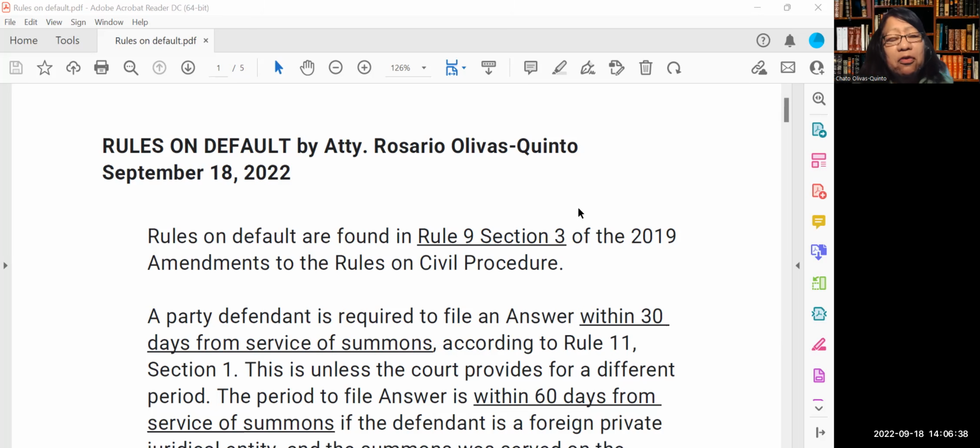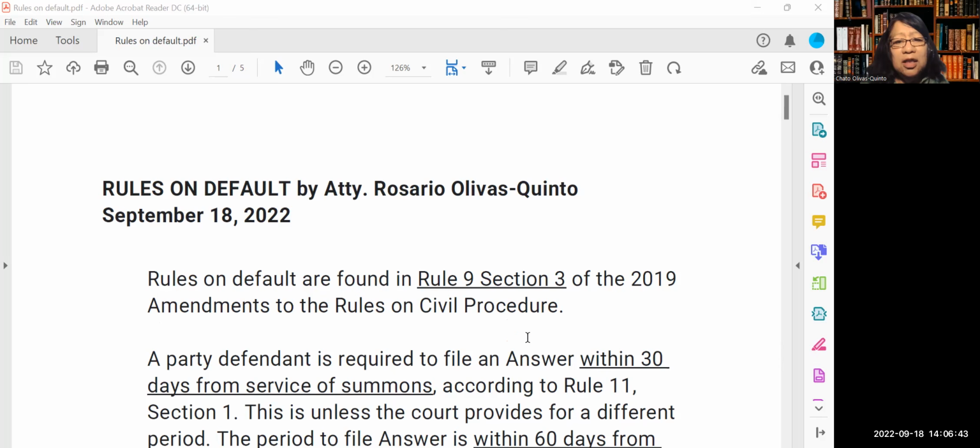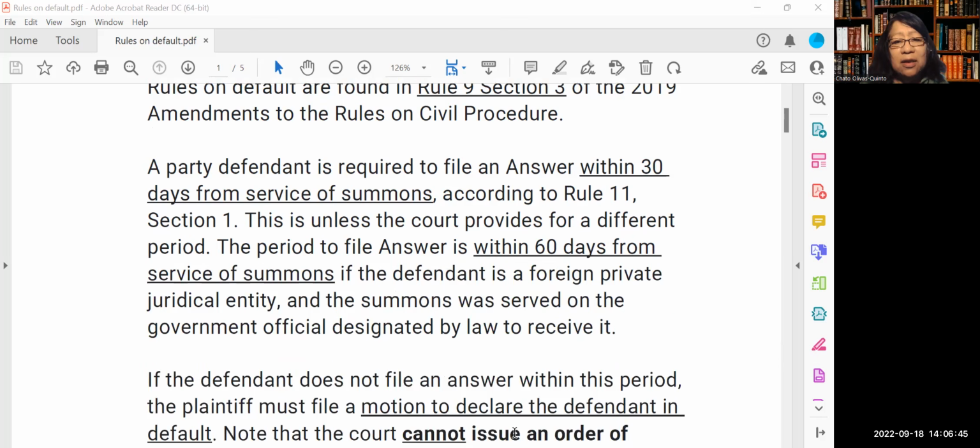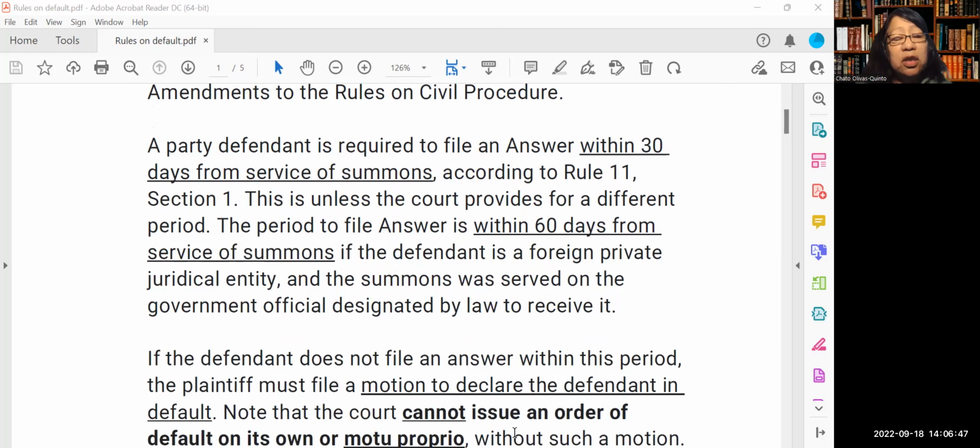Now, the court may provide for a different period, but there is another period provided by the Rules of Court, and that is within 60 days from service of summons. This refers to a situation when the defendant is a foreign private juridical entity, and the summons was served on our government representative or official designated by law to receive the summons.